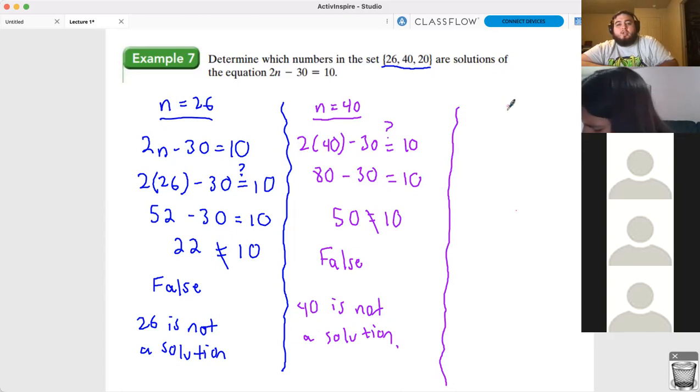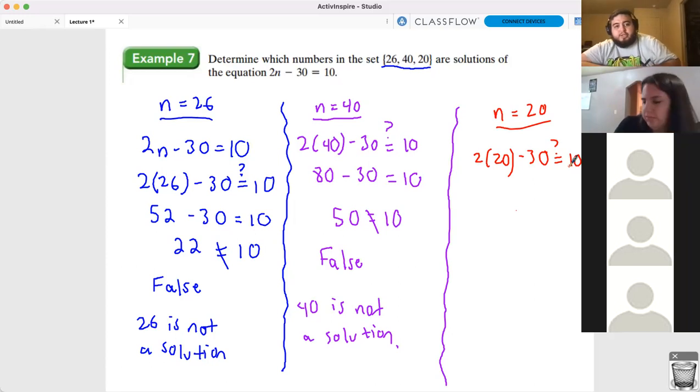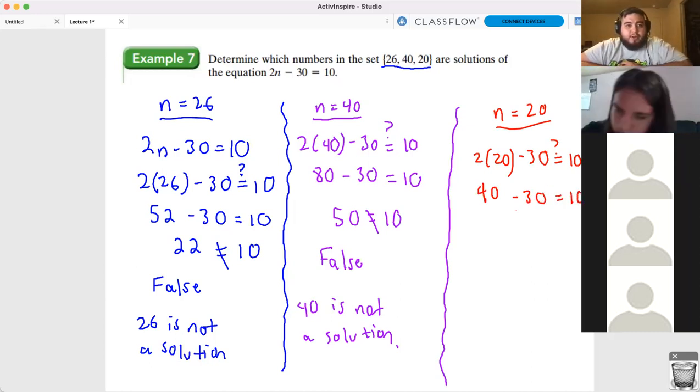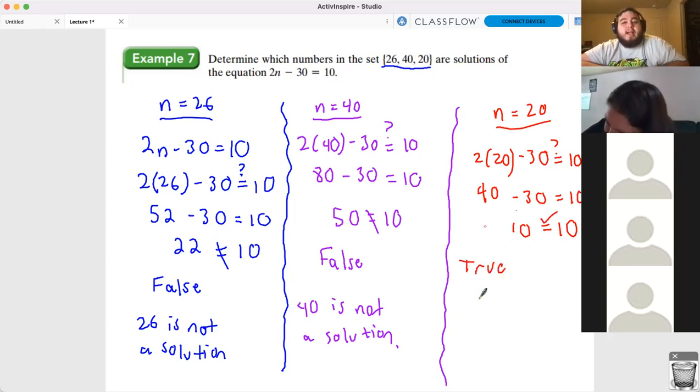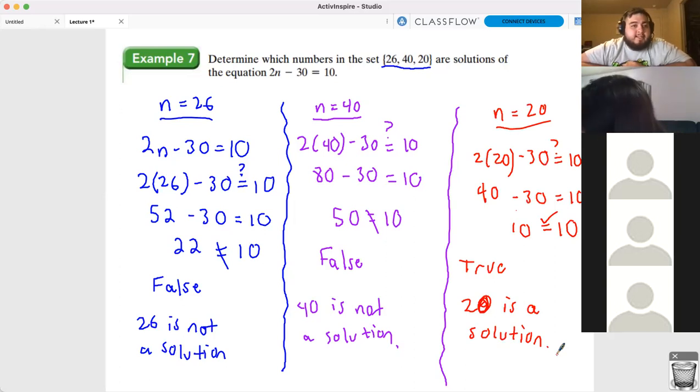Now we're on the last one, 20. So it'll be 2 times 20 minus 30 equals 10 with a question mark on top. Run me through the process, guys. What do we do first? 2 times 20, which is 40. Then we have 40 minus 30 equals 10. What's 40 take away 30? We get 10. Does 10 equal 10? Yes, it does. So that's true. So what can we say about n equals 20? 20 is a solution. Everyone with me on this example, ladies and gentlemen?